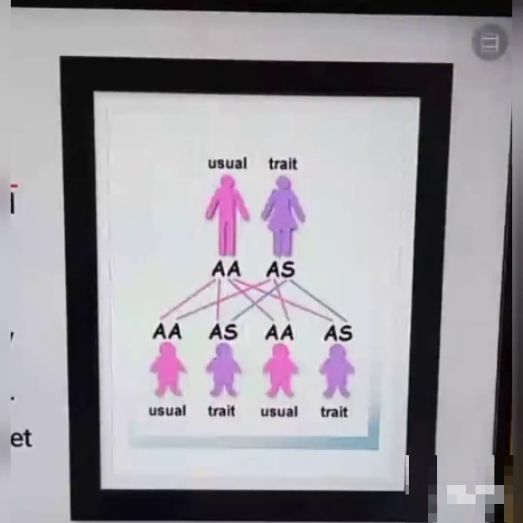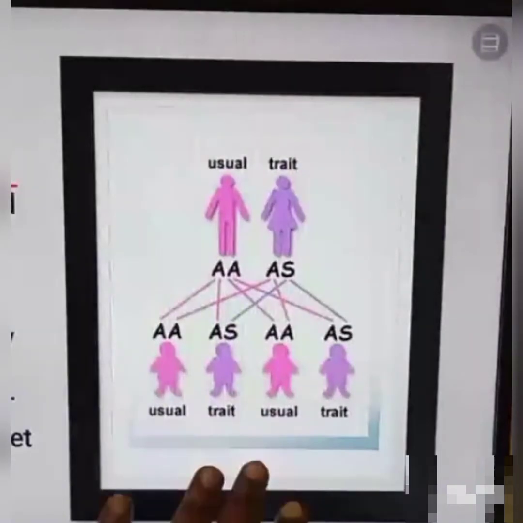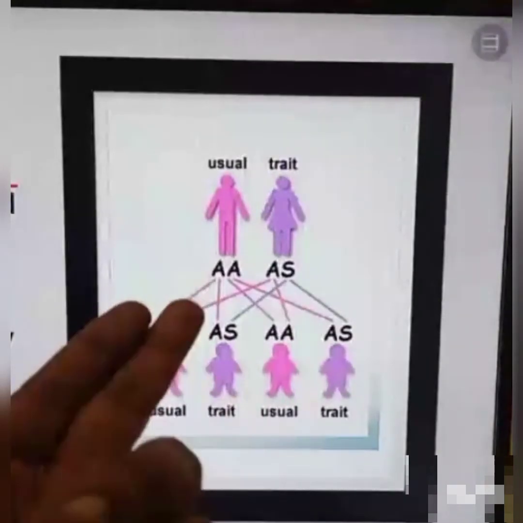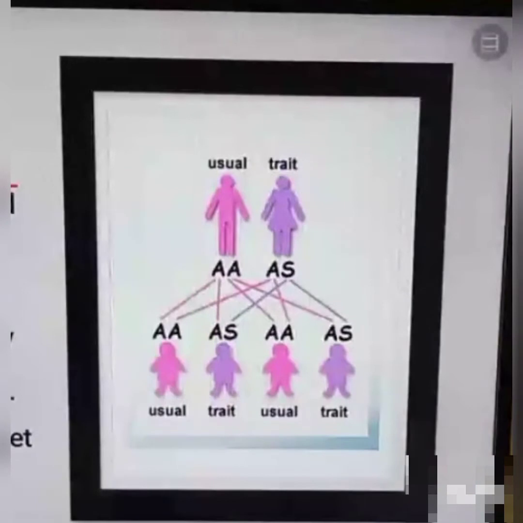And 2 will be normal. It doesn't work like that. Each time you have a child, the body goes through gambling. So it's possible now that all these 4 children or all the 5 children are all AS. It's possible that all the 4 children are all AA, because each time the child is conceived, you cannot predict which of the genes will be passed down.